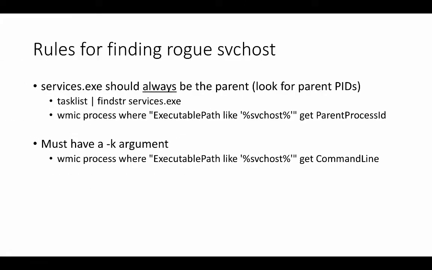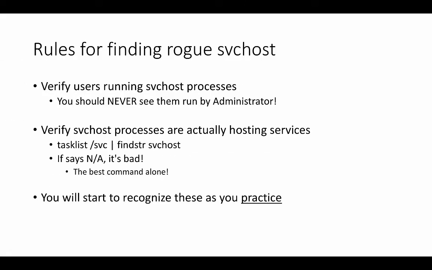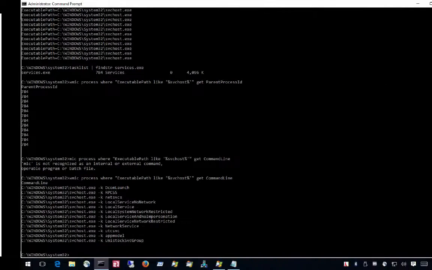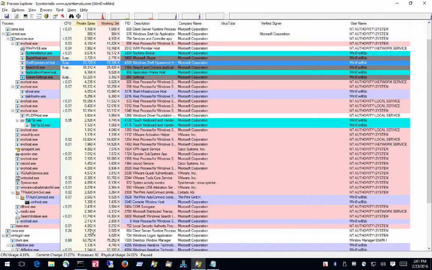These are some rules for finding rogue service hosts. You should never see them run by an administrator. And there are some other things you can do here, like tasklist to find the services hosted by service hosts, to see what processes are actually hosting services, and you can do that one on your own. But you'll start to recognize these as you practice. Also, as you spend more time in a tool like Process Explorer, you'll begin to get used to what you're seeing, especially on your systems, because your systems are going to be different than maybe the person sitting next to you.